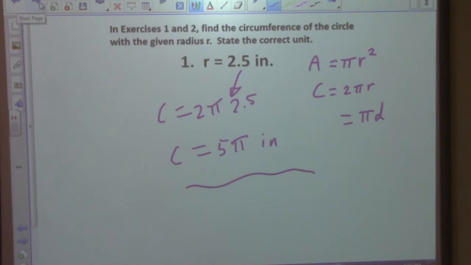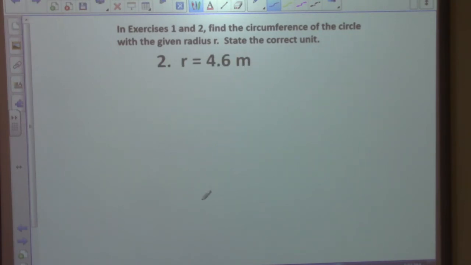Okay. Now next, I want you to do this one here. What you should get is 9.2 pi meters is what your answer should be for this one. Okay?